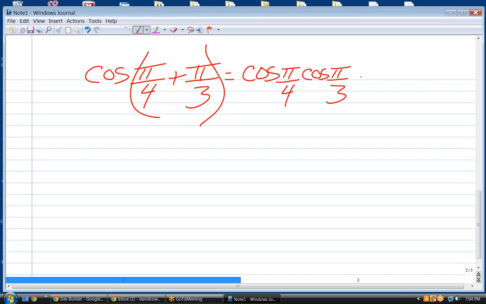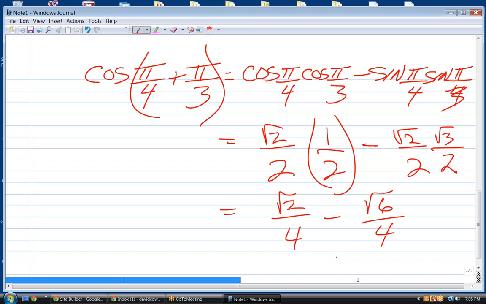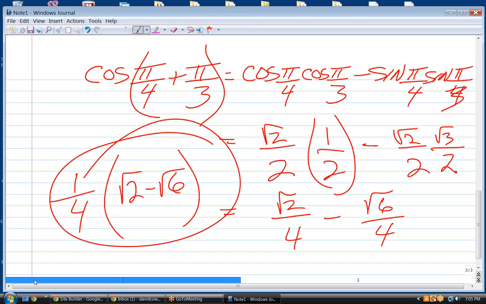And what's the rest of it? It's going to be minus. Yeah, it's always opposite. Both of them have 2 sines and 2 cosines in there. In other words, the sine sum and difference is sine, cosine, sine, cosine, so there are 2 of each in both of these. So that's root 2 over 2, that's 1/2, minus root 2 over 2 times root 3 over 2. So we have root 2 over 4 minus root 6 over 4, and you could factor out the fourth and have root 2 minus root 6.